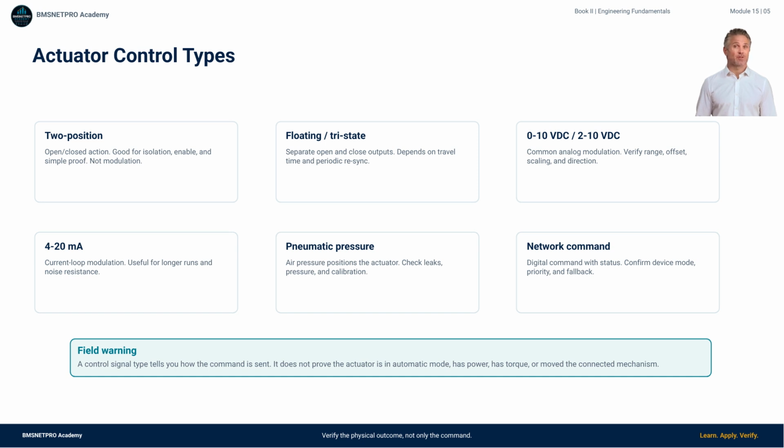Actuators can be two-position, floating, analog voltage, analog current, pneumatic, or network controlled. Each type has a different troubleshooting method. A floating actuator depends on timing and may lose position after manual operation or power interruption unless it is resynchronized. An analog actuator depends on correct signal range, scaling, direction, and power. A networked actuator may have priorities and modes that are invisible if the operator only looks at one graphic. The control type tells us how the request is communicated. It does not prove movement or outcome.